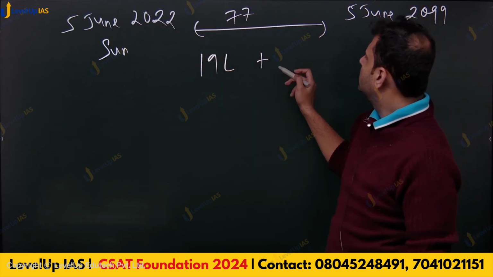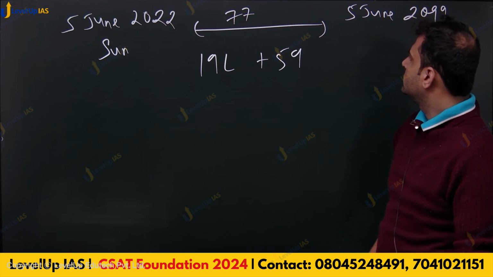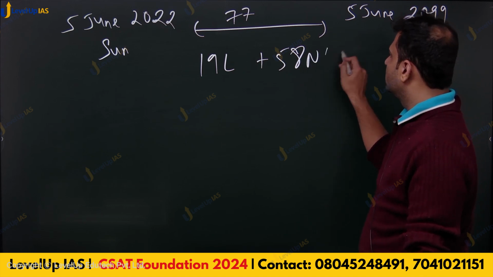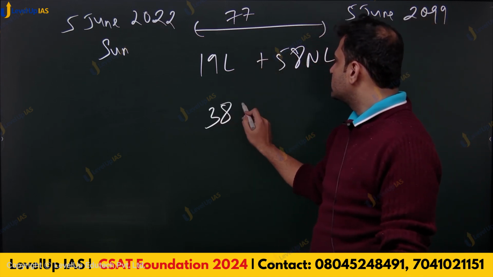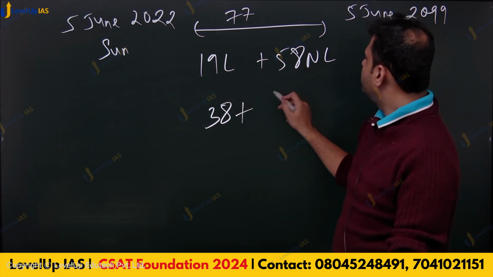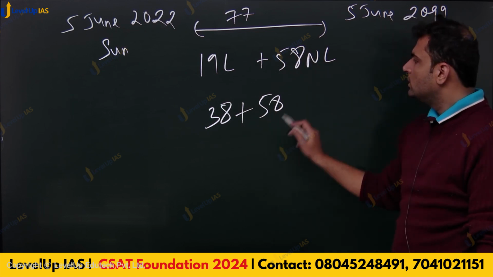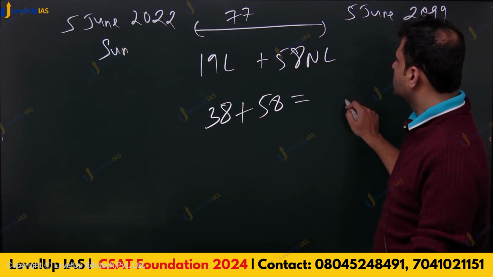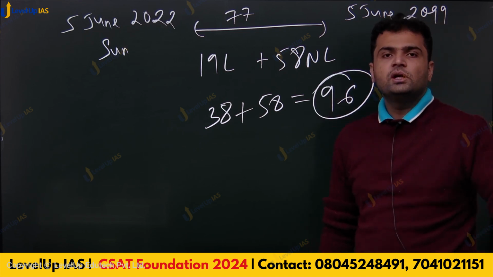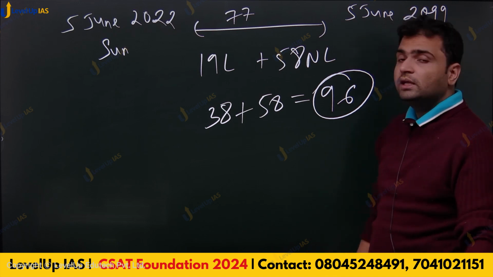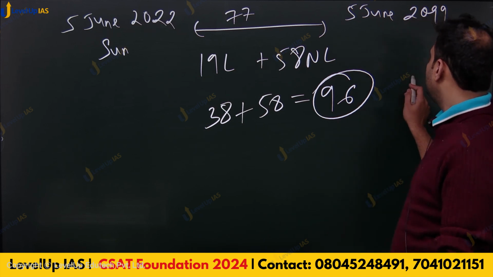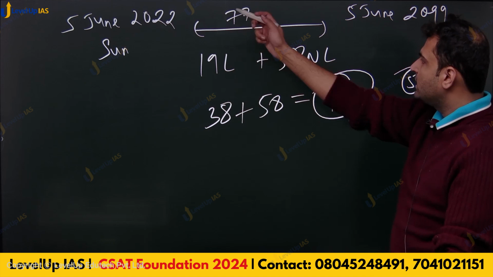So how many are there? I think 58 non-leap years are there. So 19 leap years will give you 38 extra days. 58 non-leap years will give you 58 extra days, because 1 gives you 1. So total extra days is 96, and if you divide by 7, you have 13 into 7 as 91. So you have remainder as 5. So you have to go 5 extra days on 5th June.